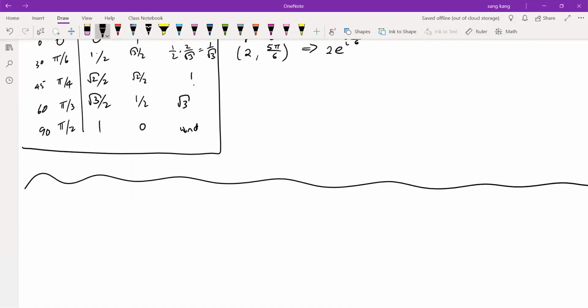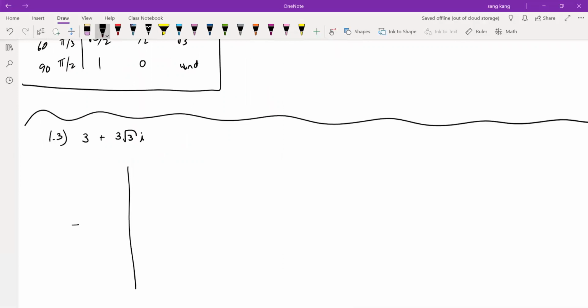So let's look at 1.3. 3 plus 3 root 3 i. Okay, so let's plot this point. This is my real axis and imaginary. So 3, so we'll say 1, 2, 3 is here, and then 1, 2, 3 plus some root 3 up here, right? So it's essentially this point here, right? So 3 and 3 root 3. My r is this point here.